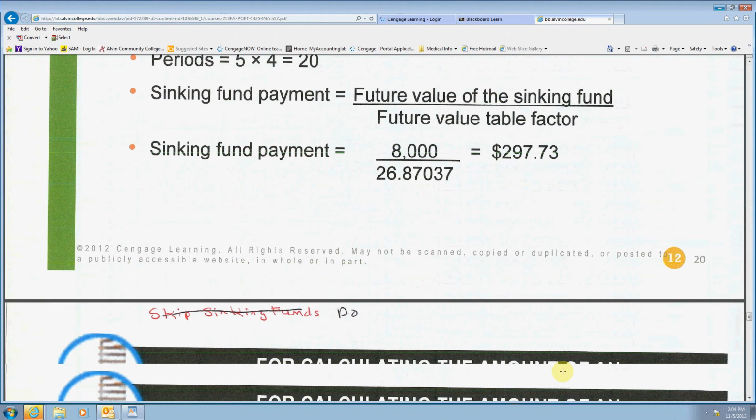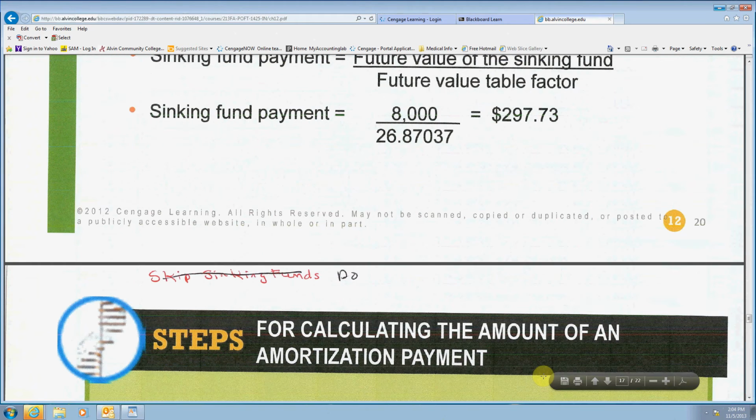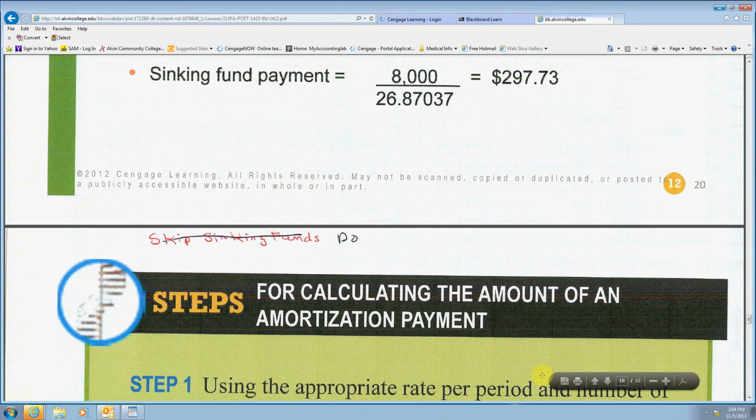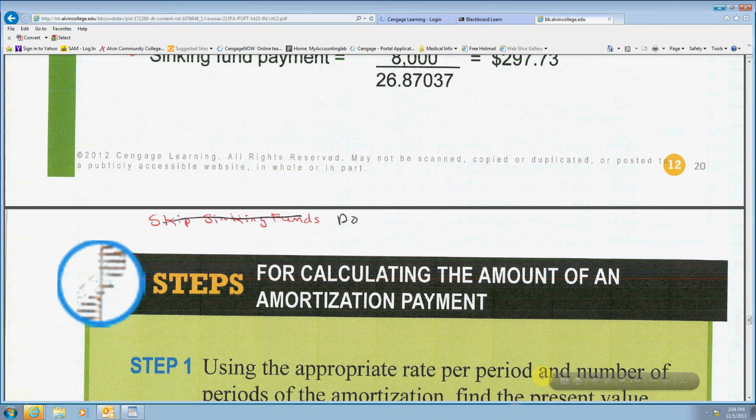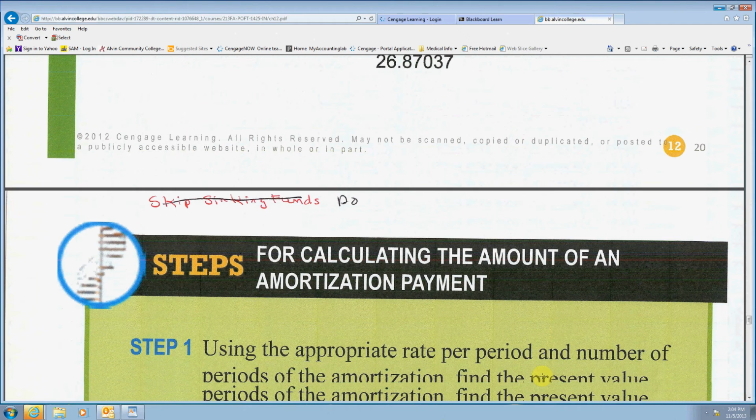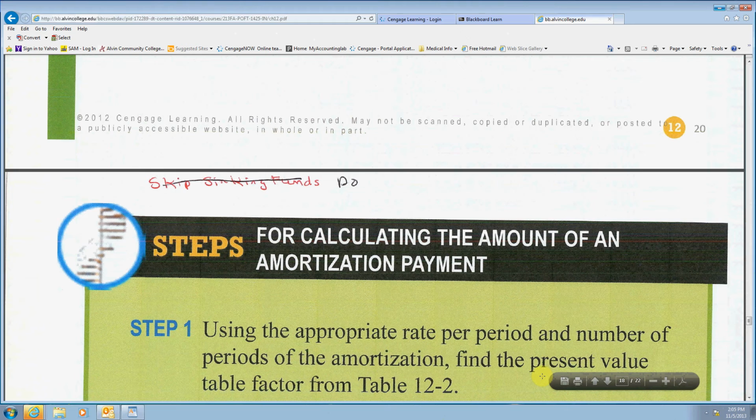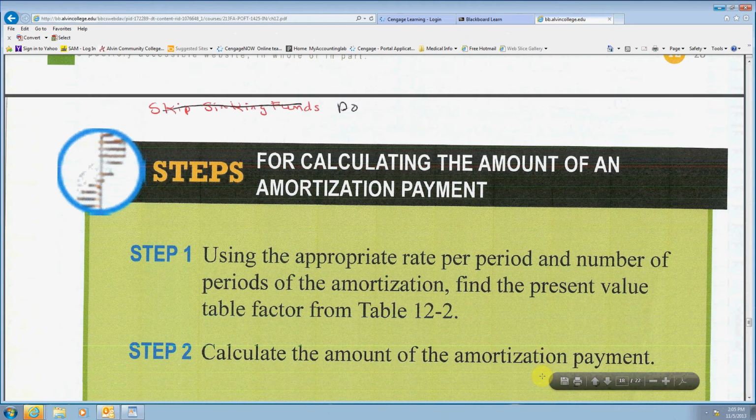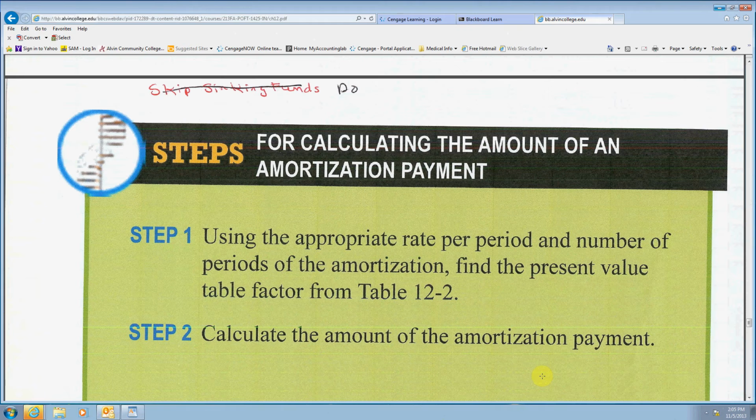Let's move to amortization. If you have a mortgage or a car payment, you probably have seen amortization booklets or a whole sheet that they give you so you know what your payment is, when it's due, and how much you paid in interest and what the balance is. To calculate an amortization payment, again, we will find the rate per period and the number of periods of amortization and find the present value. So it's table 12.2 that we'll be using. And then you calculate the amount of the amortization payment.